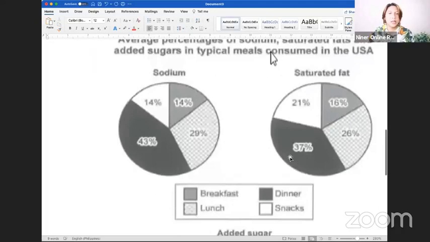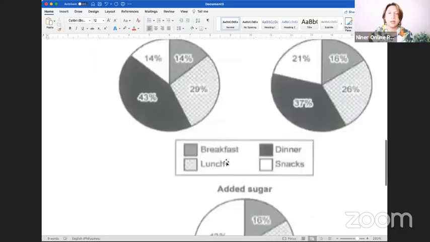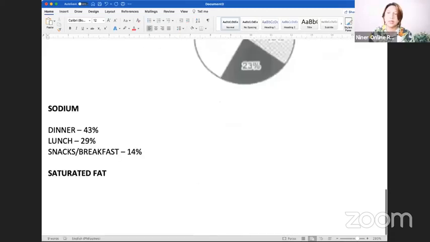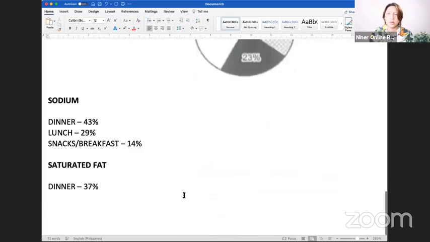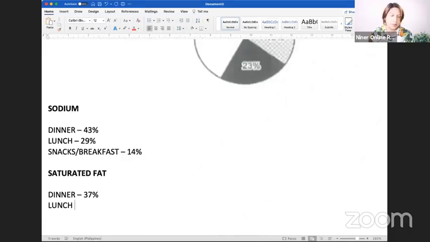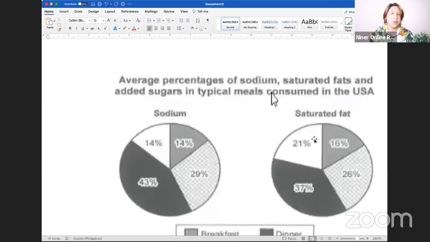Okay, so we can see the dinner is also still taking the largest percentage at 37%. So let's put that right there. Dinner, 37%. It's a similar trend, right? We can see a similar trend. Then it's lunch at 26%. Lunch, 26%. And then we can actually do a little bit of clustering.